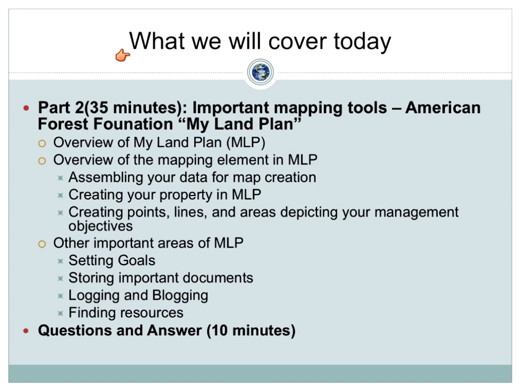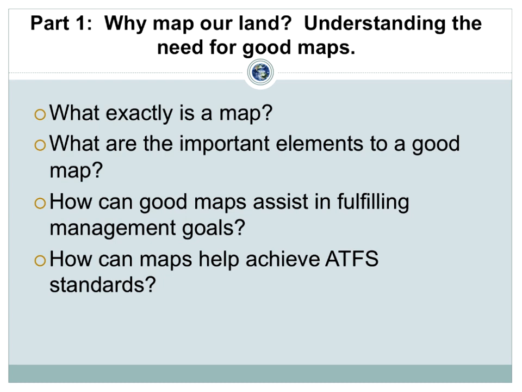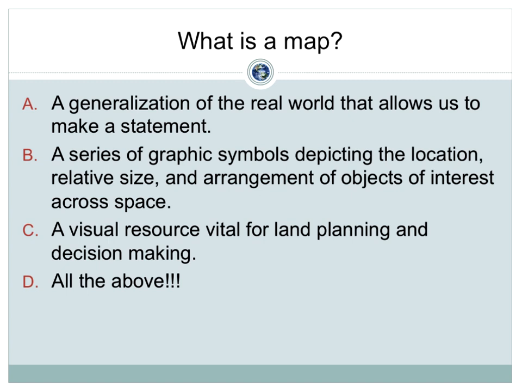So what exactly is a map is the first part. What are the important elements of a good map, and how can maps assist in fulfilling management goals? How can maps help achieve the American Tree Farm System standards? So I've got yet another poll for you. Take about 10 seconds and read through this really quick and give us your best answer.